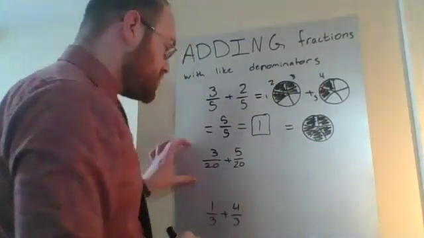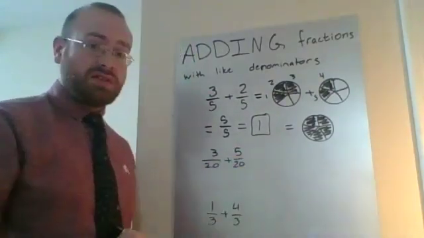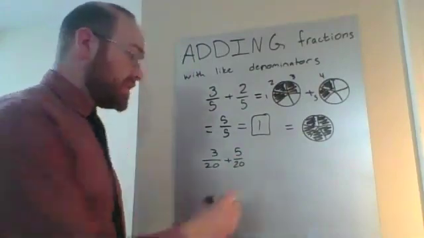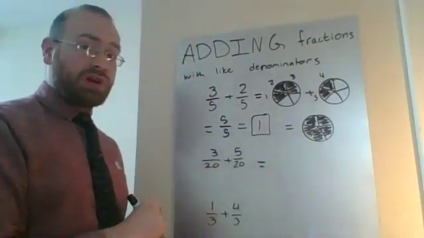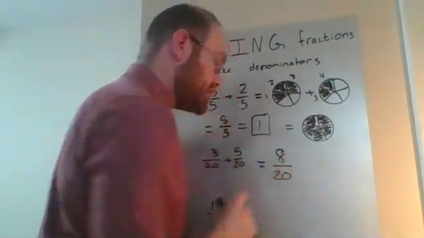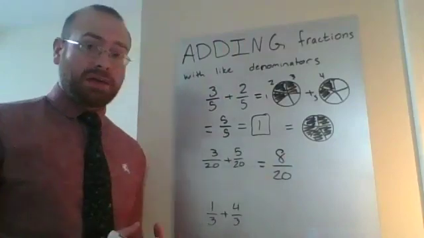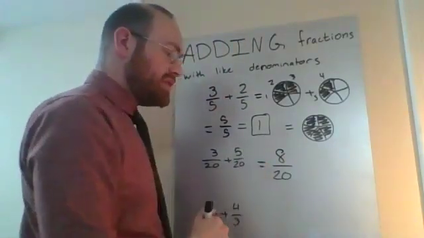So let's do another example. This one is 3/20 plus 5/20. We don't have to worry about drawing pictures. All we have to do is add our numerators. So 3 plus 5 is 8. And our denominator, the number of pieces that make up a whole, stays the same. So we have 8 over 20.